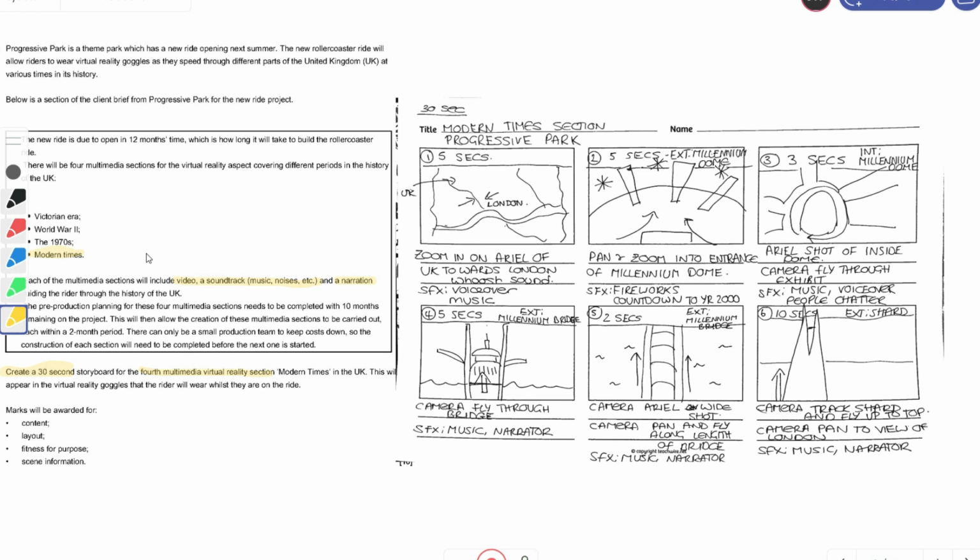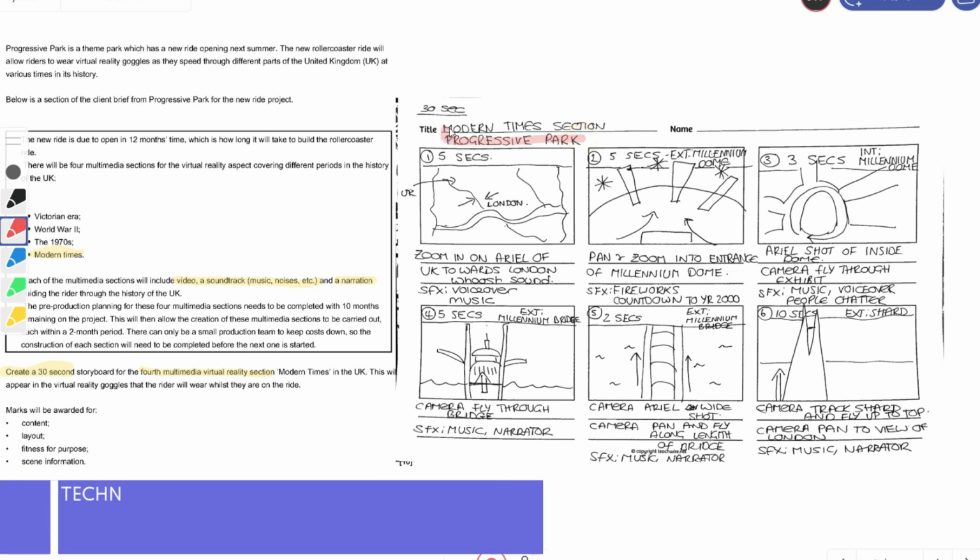So I kind of had a little think about what modern times was. So I was like, do I go from the 80s, because obviously it stops at the 70s, but I've decided to go from 2000 onwards. Now you could do whatever you like. I've also focused mine on London, but it does say it's UK based, so again, that's up to you. So let's have a look at what I've done. I'm going to change my highlighter here. So the first thing I've done is I've got my label again. I've put modern times section for Progressive Park. So I've labelled my scene, giving you some scene information.